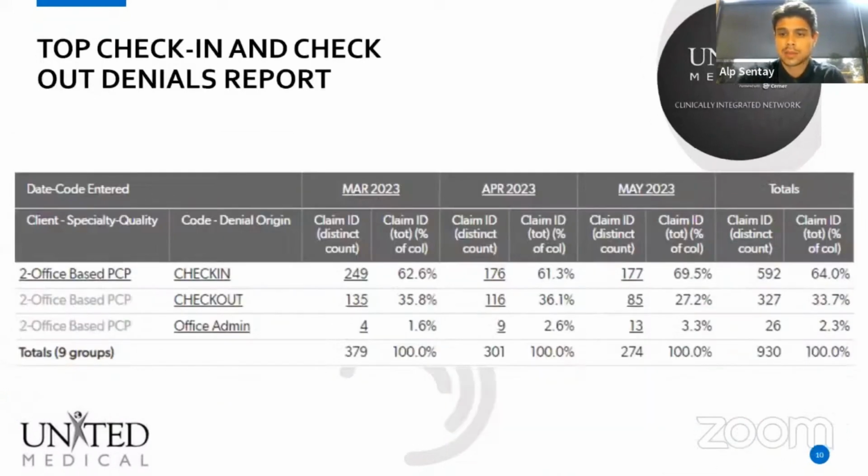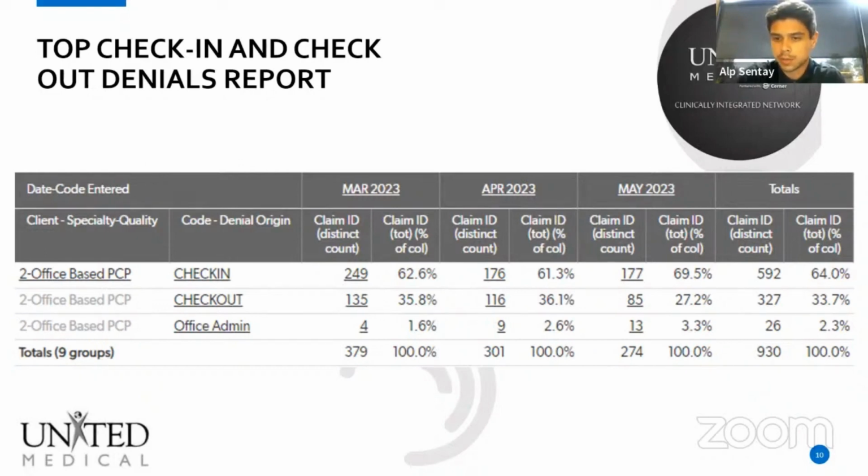And then this is also another report that we provide to our clients every end of month report and during our meetings. So this is showing the top check-in and check-out denials reports for the last 3 months. This is again for a real client, so these are real numbers. We're not disclosing the client, but we can see the denial origin for check-in or check-out or office admin related denials with the decodes that we use.